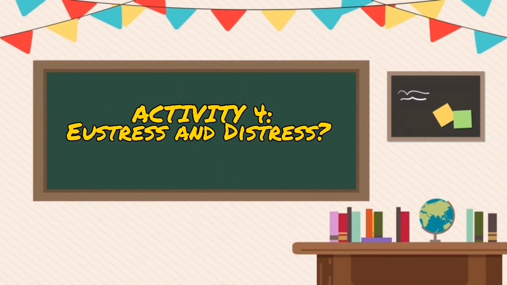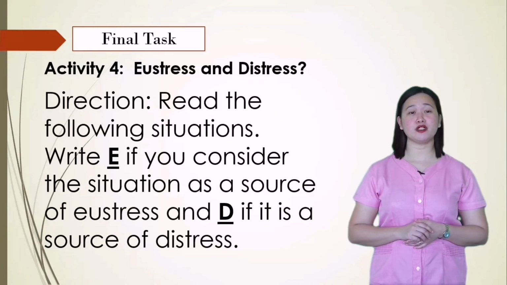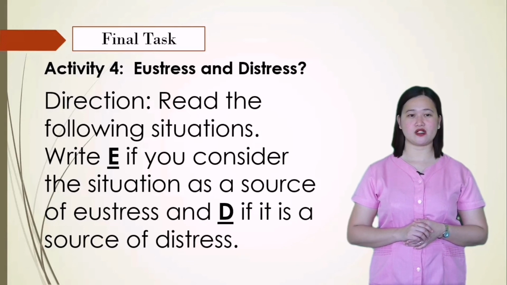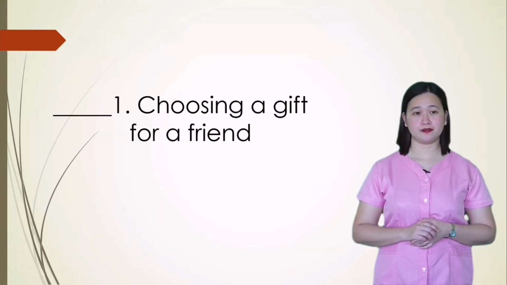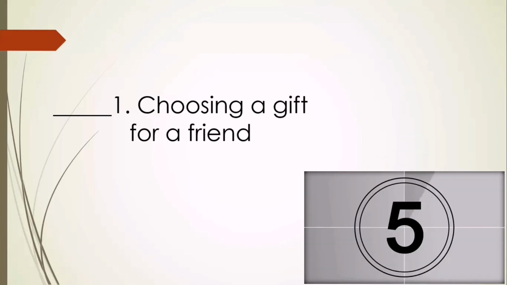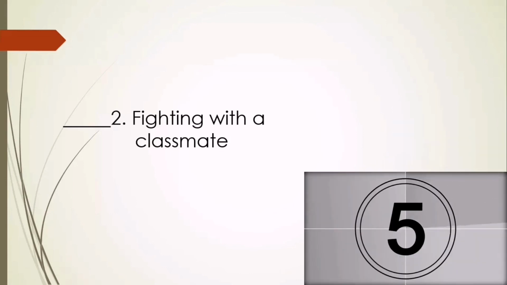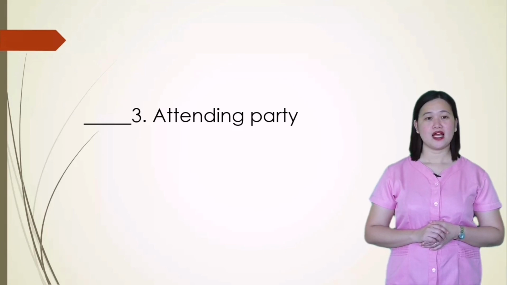Let's get ready for your final task. Again, bring out your paper and pen. Try this activity. For activity number 4, eustress and distress. Read the following situations. Write E if you consider the situation as a source of eustress, and D if it is a source of distress. Number 1. Choosing a gift for a friend. Number 2. Fighting with a classmate. Number 3. Attending party.